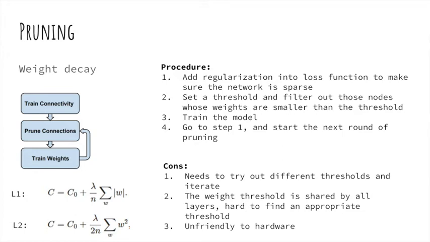The drawback of this method, first of all, is that I don't know what threshold is good, so I usually give a lot of thresholds and try multiple times. Second, the threshold is shared by all layers, and this might not be appropriate, because the shallower layers and the deeper layers might need different thresholds. It's hard to pick one threshold that suits the whole network. What's more, it's not friendly to hardware. If we train models on servers, that could be okay, but if we train on FPGA, it won't be very well supported.